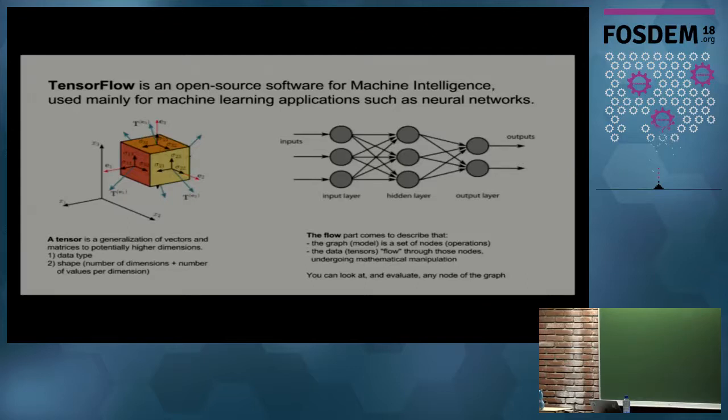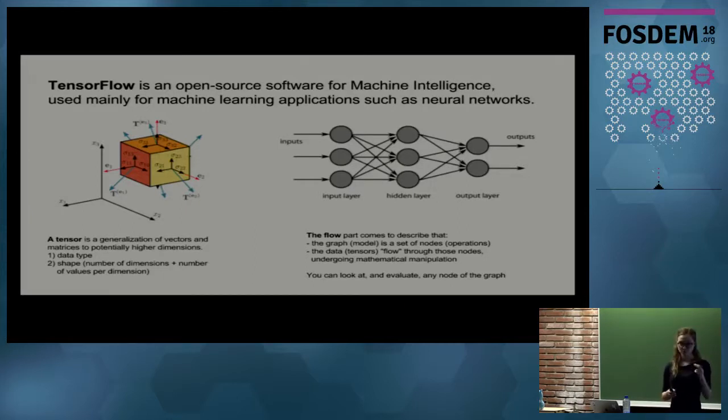So the official definition is that TensorFlow is an open source software for machine intelligence used mainly for machine learning applications such as neural networks. Essentially, there is a tensor and it flows. The tensor is an abstraction of a very complex mathematical concept. Think of it as a vector or a matrix that can be of a very high dimension.